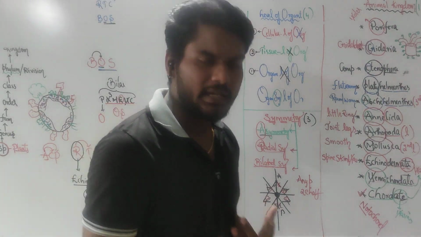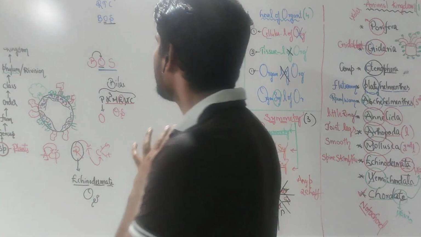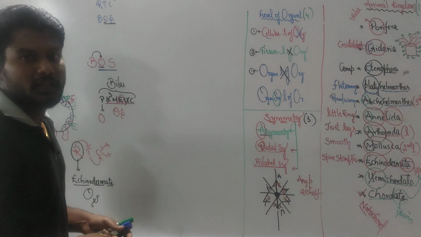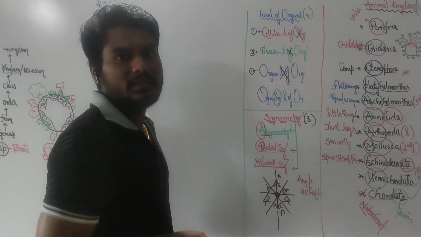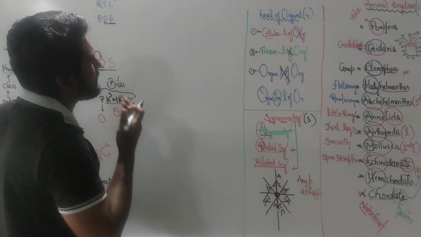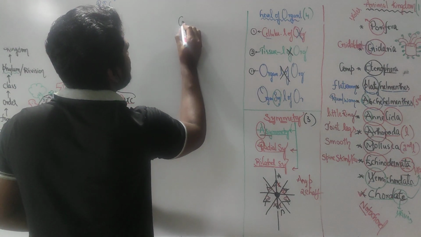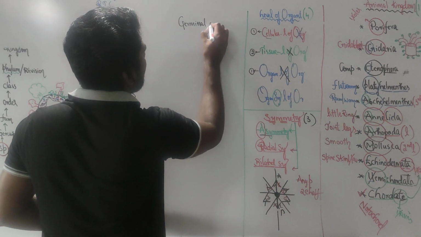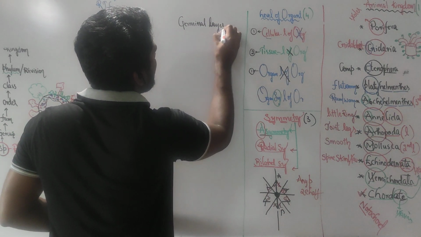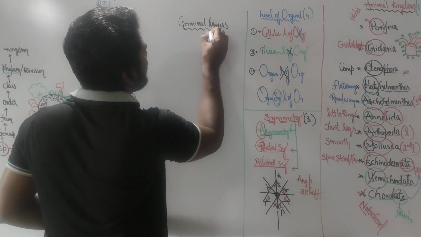And one more concept, just remember one more, the third classification. First classification is the level of organization. Second classification is the symmetry. And the third classification is germinal layers. What is this germinal layers?